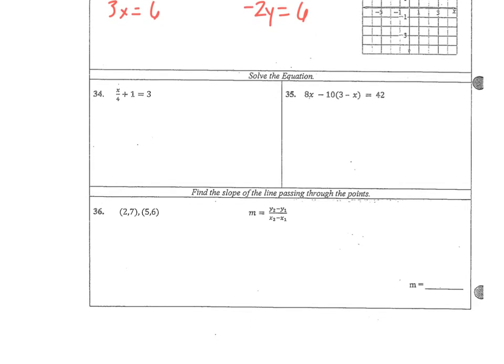34 and 35, you're just solving the equation. Solve for x. Make sure you distribute negative 10. Multiply him into those guys first. 36 is one like we've done a couple of these. Finding the slope. Okay, just remember x1, y1, x2, y2.